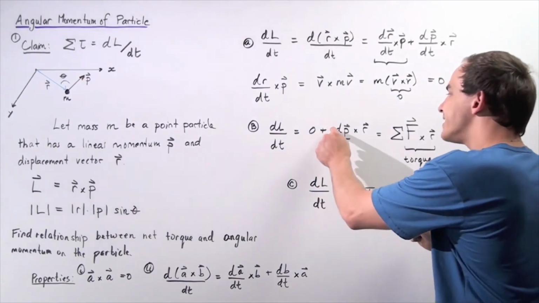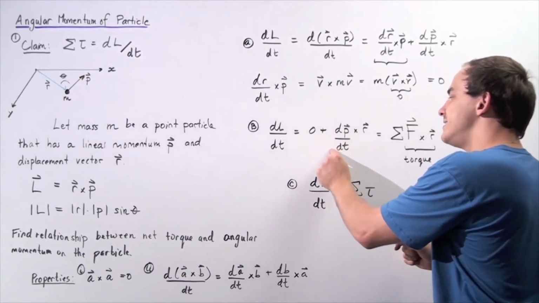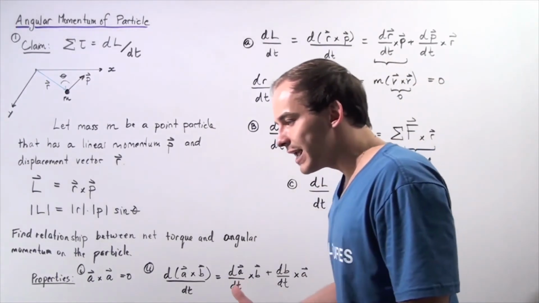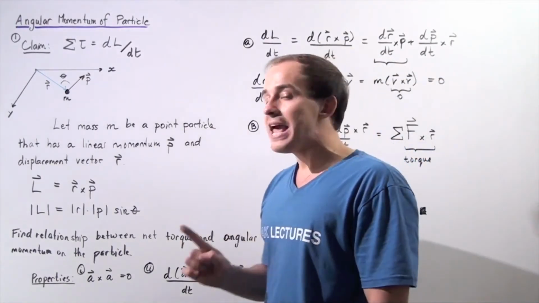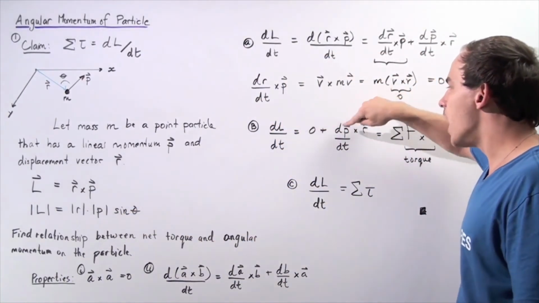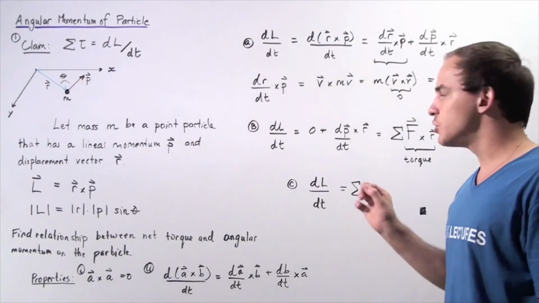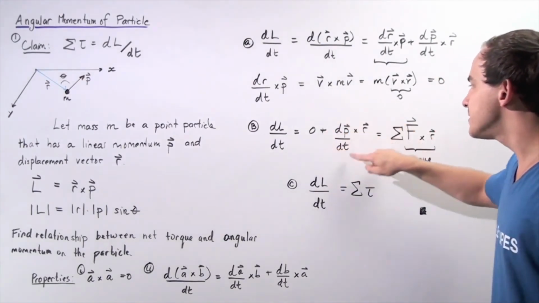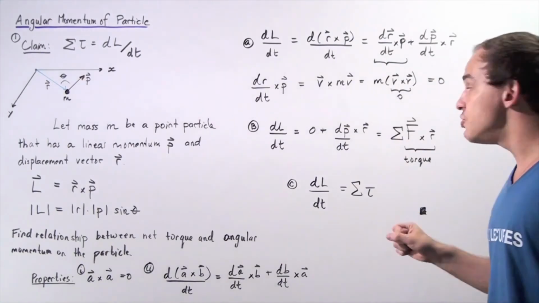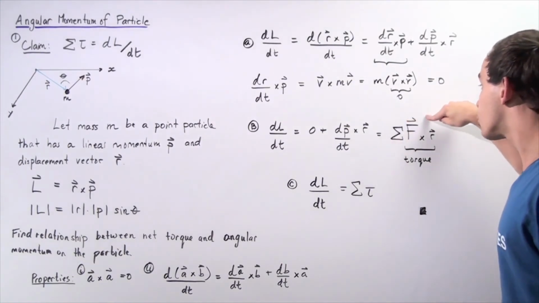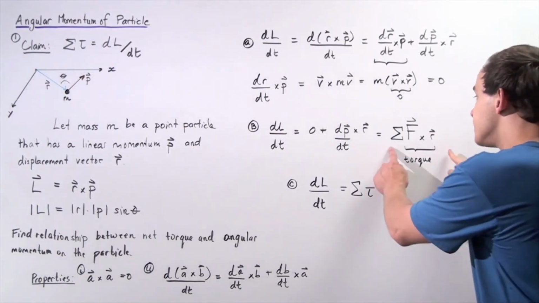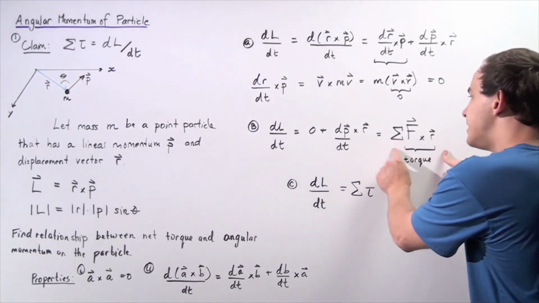But notice what dp with respect to dt is. We said that whenever an object is translating, we can calculate the net force acting on that object by taking the derivative of our momentum function with respect to time. So this entire term becomes the net force acting on the object. And notice that force cross our lever arm gives us the torque. So this entire quantity is actually the net torque.